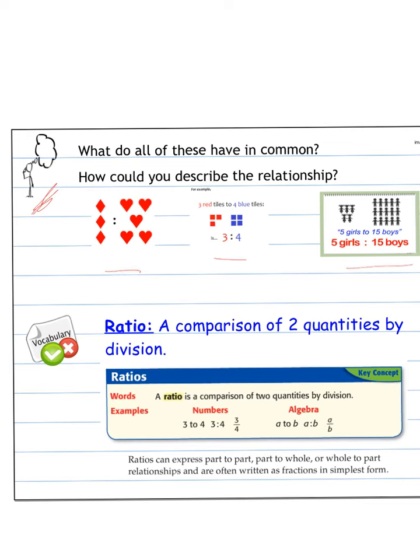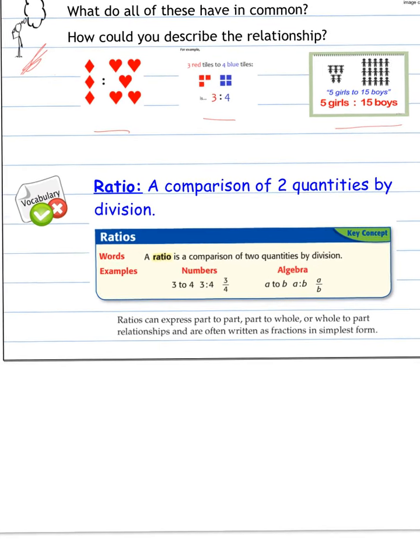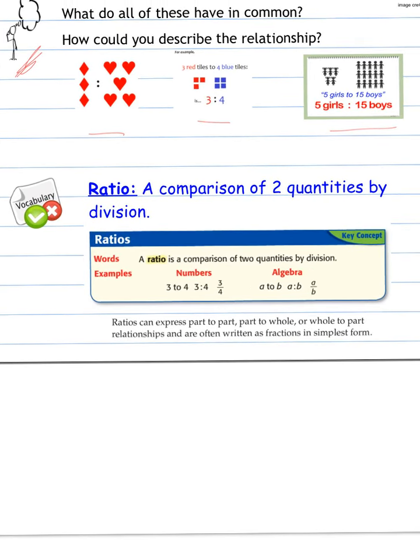Okay, some vocab that we need to make sure we write down in our textbook is the word ratio, which is a comparison of two quantities by division. So for example, here are some examples that I would make sure to write down. We're comparing 3 to 4. There are a few different ways to write it. You can write it with the colon in between or as a fraction. And in algebra, we could do the same thing with letters, comparing A to B.